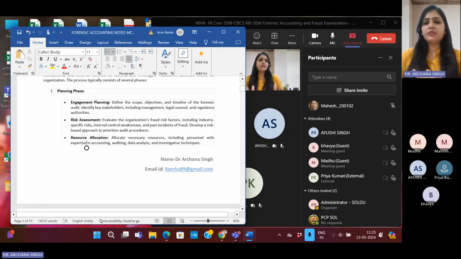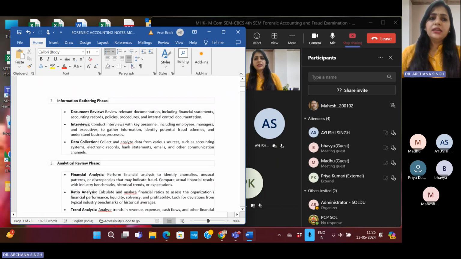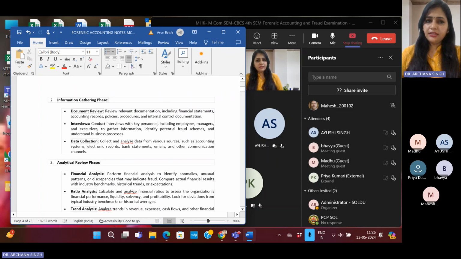ये सब पहले से ही ऑडिटर को प्लान करना है कि कितना उनको स्कोप रहेगा, कितना एक्टिविटीज रखने हैं, क्या ऑब्जेक्टिव्स हैं, क्या टाइमलाइन है, how much risk they are going to assess, then how much resource allocation, basically how many experts they need for this investigation. Okay, whether they are related to accounting, investigation, auditing, then data analytics, data analysis से related analytics हो सकता है, and investigation techniques. Now next phase is your information gathering phase.